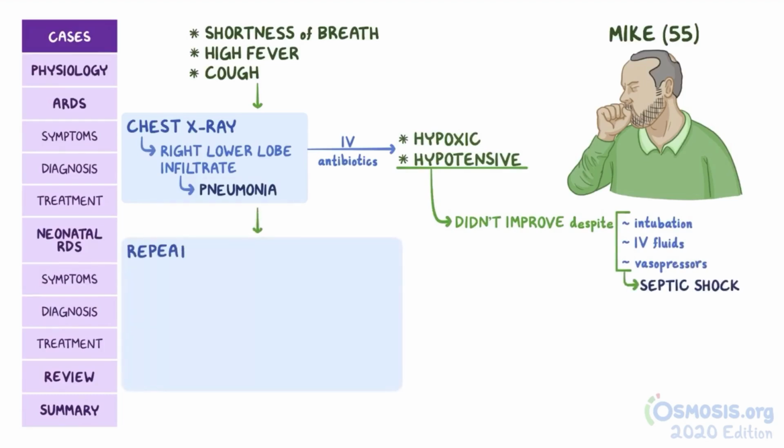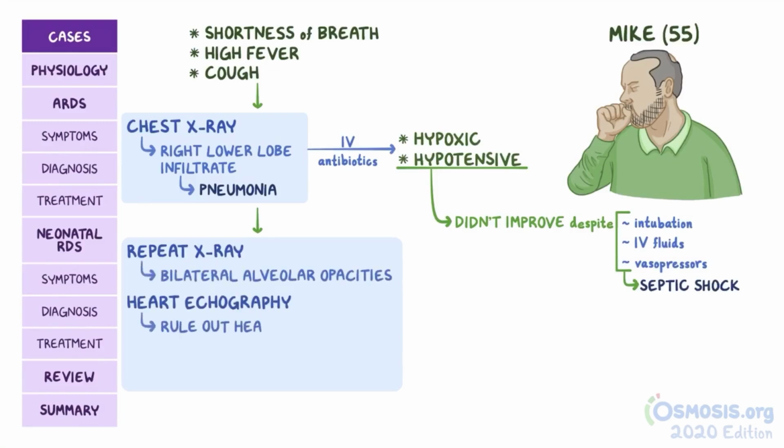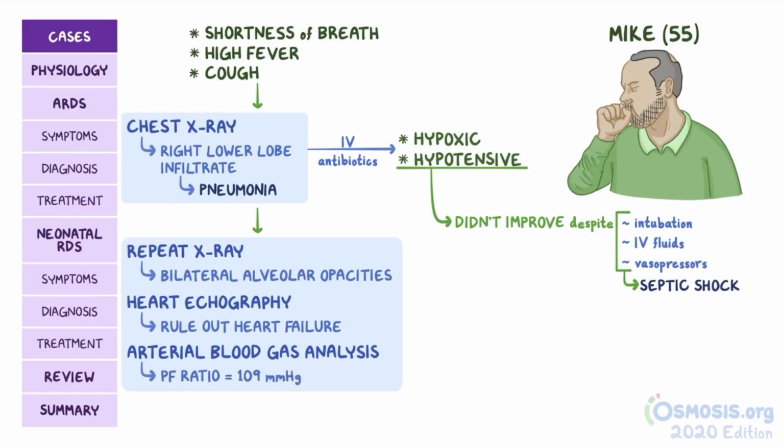Next, a repeat x-ray detected newly developed bilateral alveolar opacities. Heart echography ruled out heart failure, and arterial blood gas analysis revealed a PF ratio of 109 millimeters of mercury.